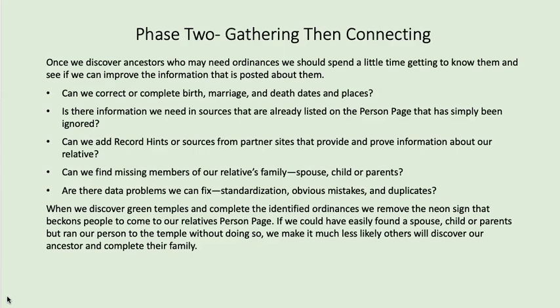Standardization, obvious mistakes, duplicates. When we discover green temples and complete the identified ordinances, we remove the neon sign that beckons people to come to our relative's person page. If we could have easily found a spouse, child, or parents, but ran our person to the temple without doing so, we make it less likely that others will discover our ancestors and complete their family.